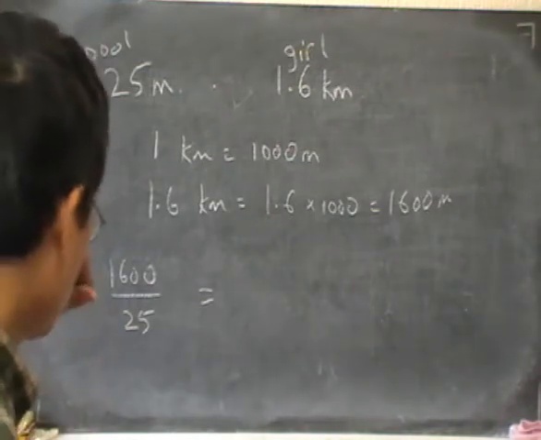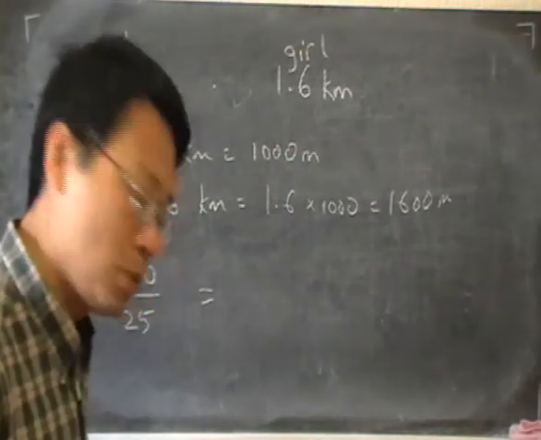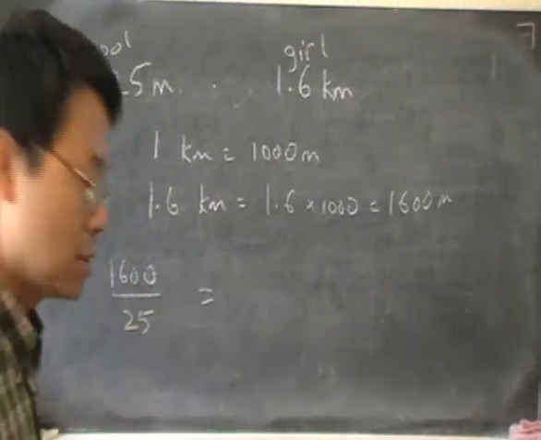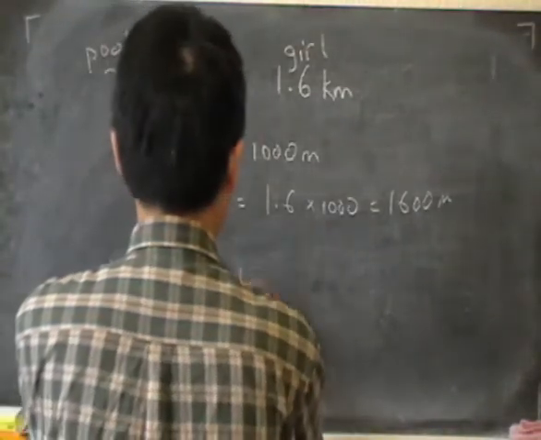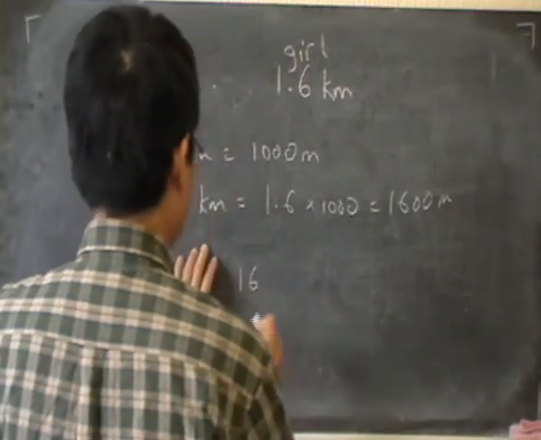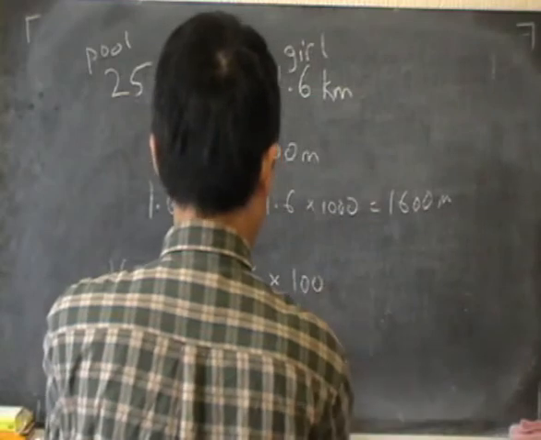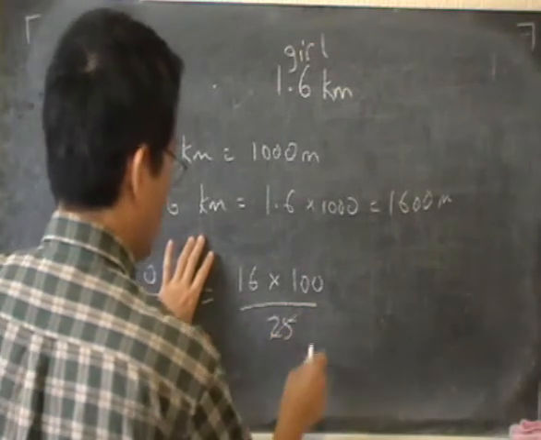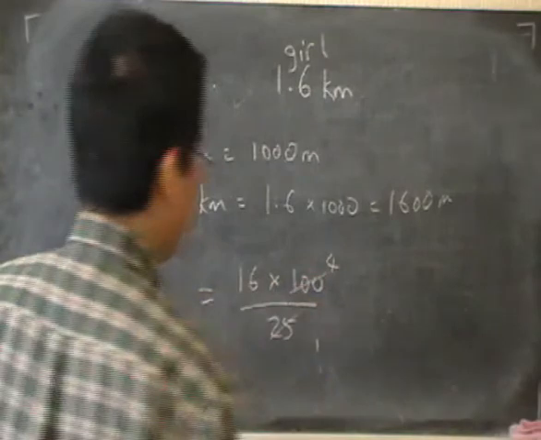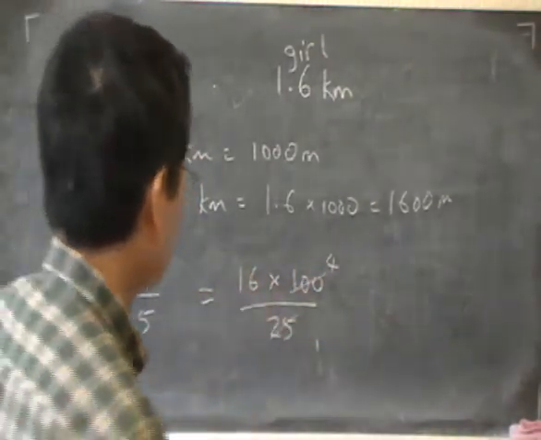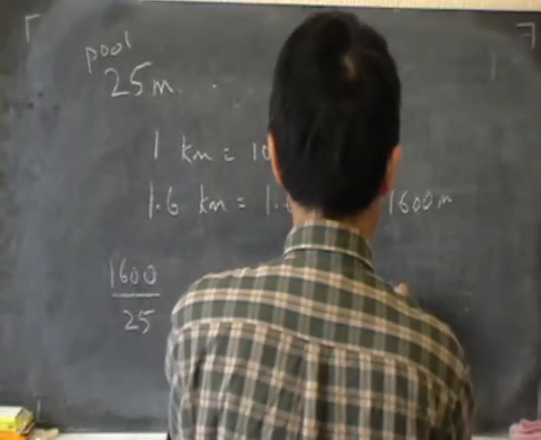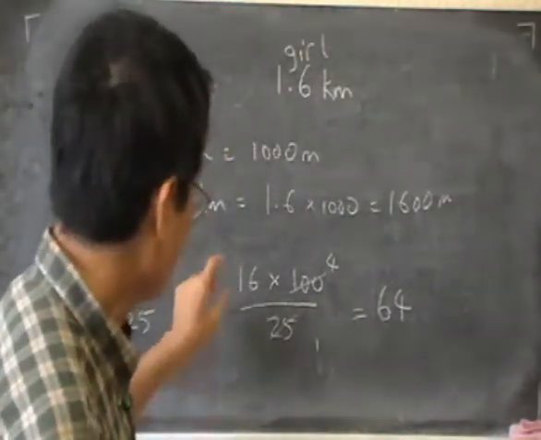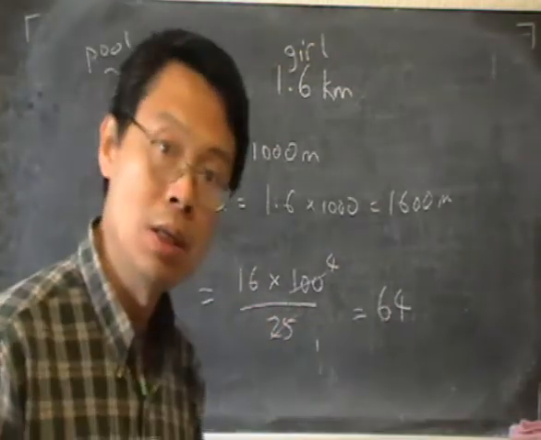The way to do this quickly is to notice that 25 times 4 is 100. That's a good thing to remember. And notice that there are two zeros here, just like 100. So let's think of this 1,600 as 16 times 100 divided by 25. Then we can divide the 100 by 25 to give 4. Once we have 4 and 16, that gives 64. That's also a useful thing to remember, that 4 times 16 is 64.